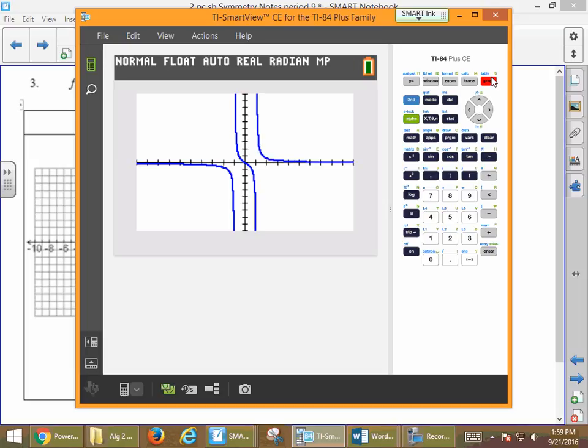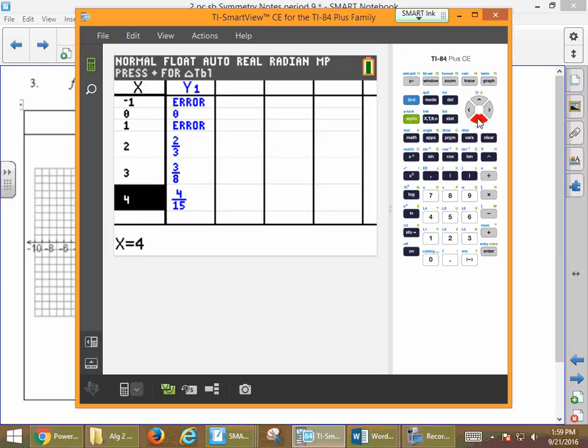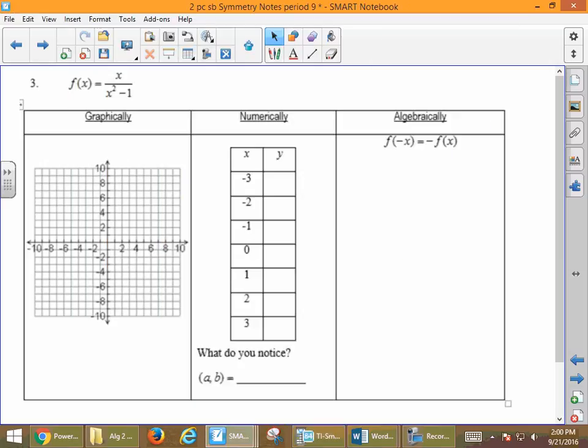So let's at least try to get a little bit of a sketch, and we can get our sketch from filling in the table. Go to second and graph. We look at some values here. I'm going to scoot it down a little bit because I start with -3. But ultimately, what we see as we fill these in is that -3 is -3/8.